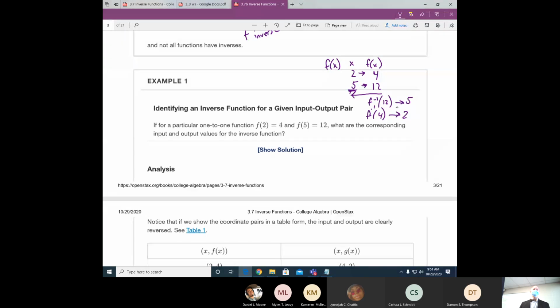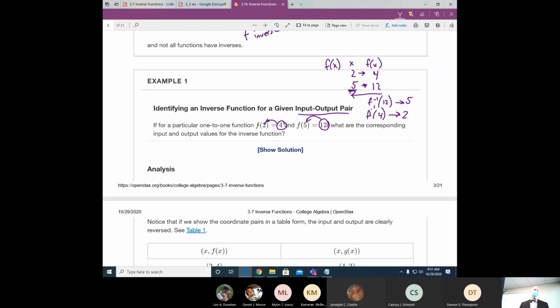Do I know anything else about f inverse if all I'm given is this? Nope. I could try to guess other values, but if I'm given an input-output pair, all I know is this f inverse will take me back to 2. It undoes whatever f does. I know that f inverse takes me back to 5. Otherwise, I don't know what f does.